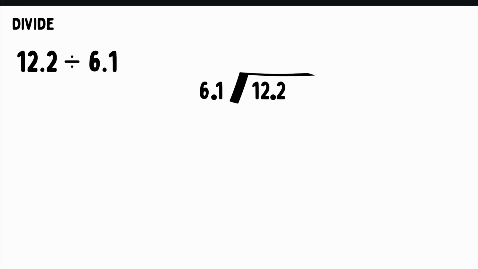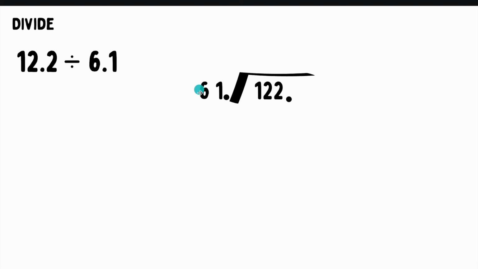12.2 divided by 6.1. Let's start by writing it out this way. The first step is we need to turn the divisor into a whole number. We can do that by moving the decimal over one place to the right. Since we moved the decimal over one place to make the divisor a whole number, we have to move the decimal point one place in the dividend. Now we have 122 divided by 61.